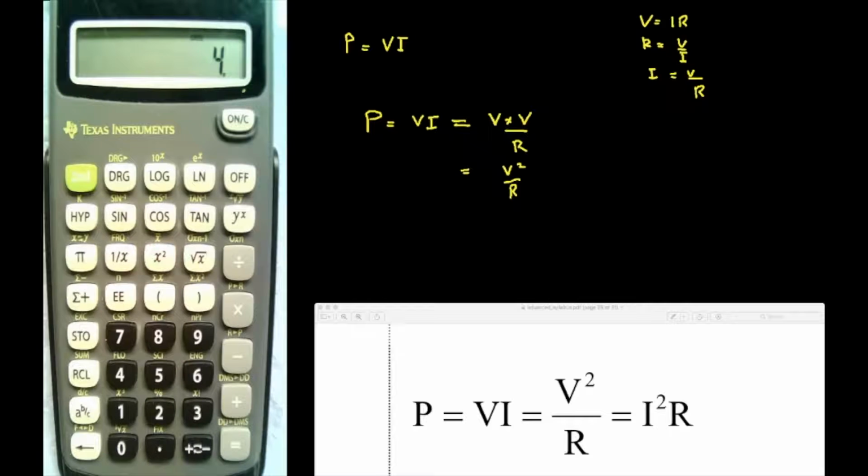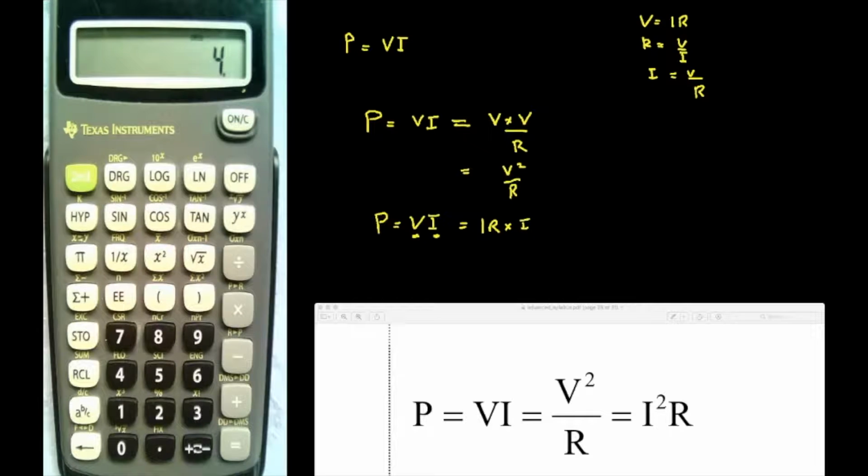Then I'll write P equals VI again. This time I'm going to substitute for V. I look up here, I know V is IR. So instead of writing V here, I'm going to write IR, so it's equal to IR times that I.